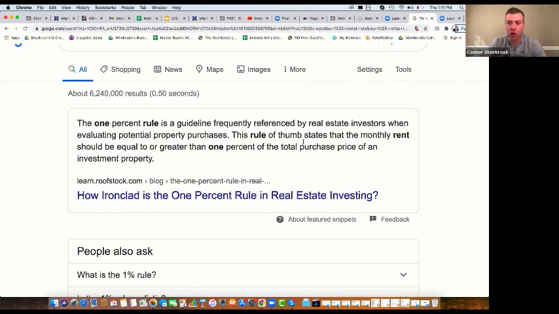So let's say your total all-in cost on a property is $100,000. 1% of $100,000 is $1,000. That should be your rent. So take your rent, times it by 100, and essentially that is what you should be all in on these properties. So that's the 1% rule. I do not like it, and here's the reasons why.